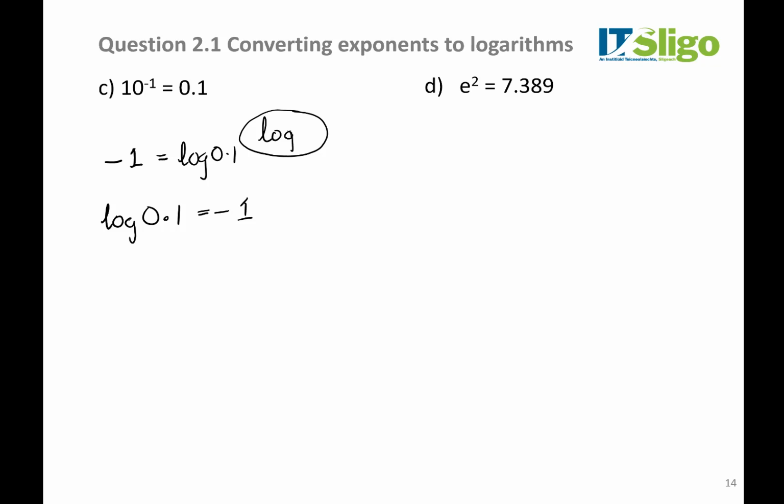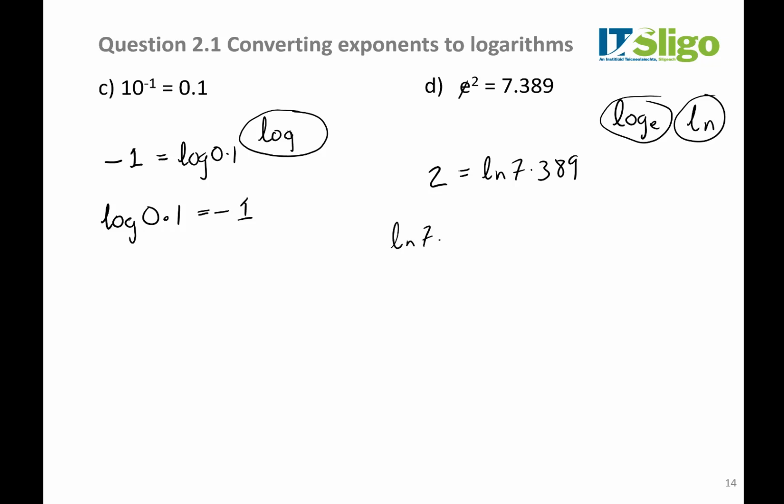Here, guys, I need to kill e, so I'm going to get log to the base e of both sides, which we're more familiar with as ln. When I get the ln, the natural log of the left hand side, that kills my base, so I'm just left with 2. And that's my answer then. The natural log of 7.389 is 2.